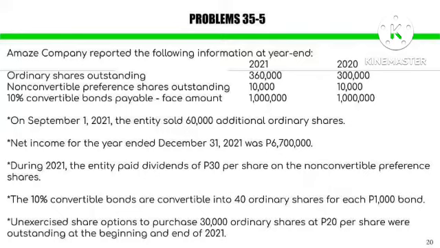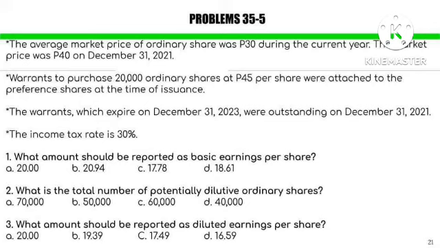An exercise share option to purchase 30,000 ordinary shares at 20 pesos per share were outstanding at the beginning and end of 2019. The average market price of ordinary share was 30 pesos during the current year. The market price was 40 pesos on December 31, 2019. Yung exercise price is 20 pesos, which is mas maliit compared dun sa average market price of ordinary share na 30 pesos. So, yung share option ay may dilutive effect sa earnings per share.